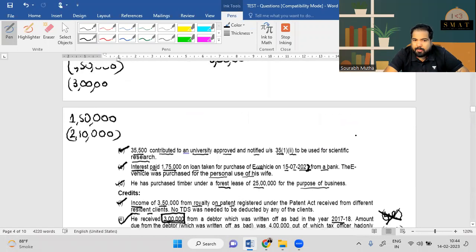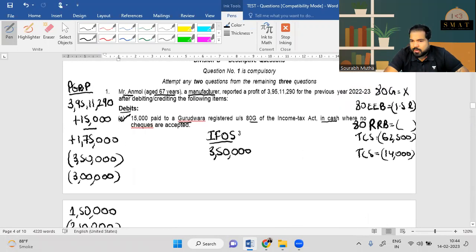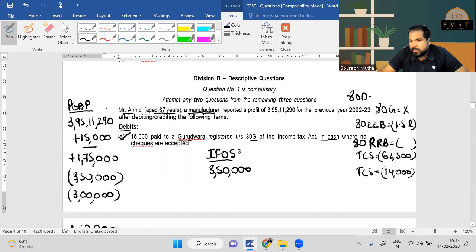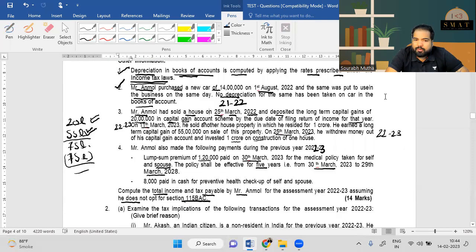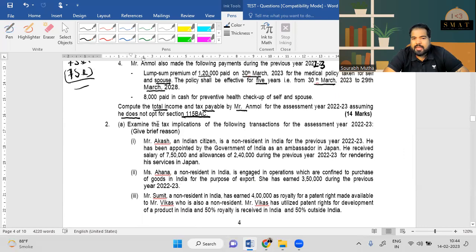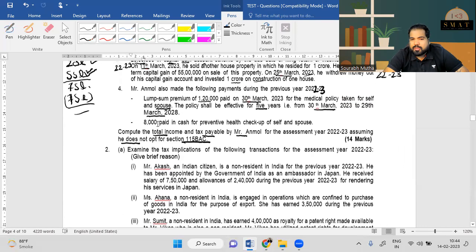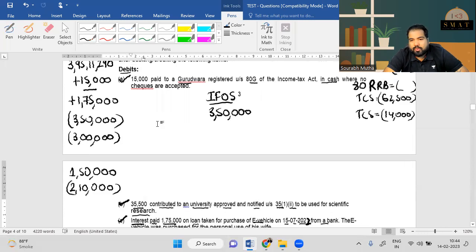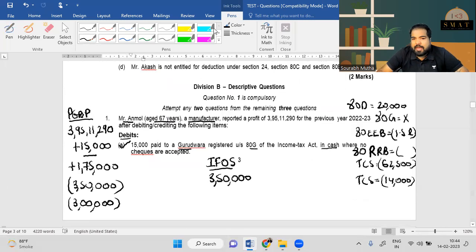I'm writing it here where we've written all the sections. Here I'm writing 80D, which is 20,000. Of course, he's 67 years old, so he has a limit of 50,000. Let's see if there's anything else. 8,000 paid in preventive health checkup for self and spouse in cash. So can I take 8,000? No, sorry, you can take only 5,000. Again, 80D, you can take 5,000.